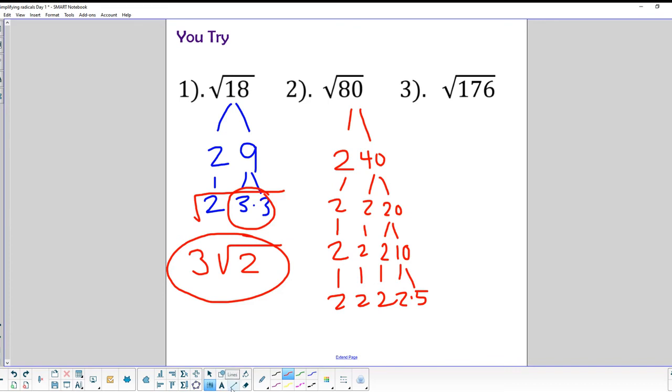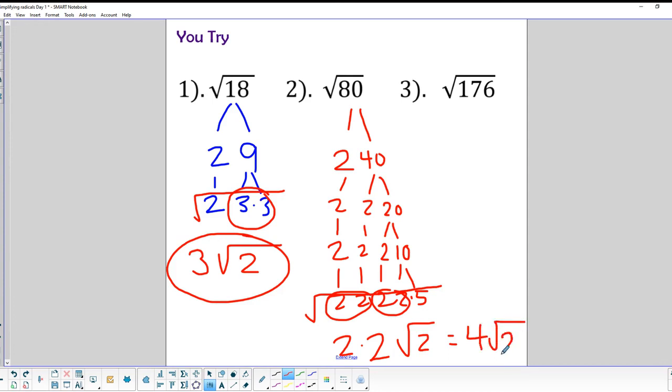So you need to imagine that we've got a radical there. And we've got a pair of 2s and a pair of 2s. And if I take one of that pair of 2s out front, and one of this pair of 2s out front, I'm left with just 5 in the radical. And what is 2 times 2? Well, you're right, it is 4. So my final simplified form is 4 times the square root of 5.